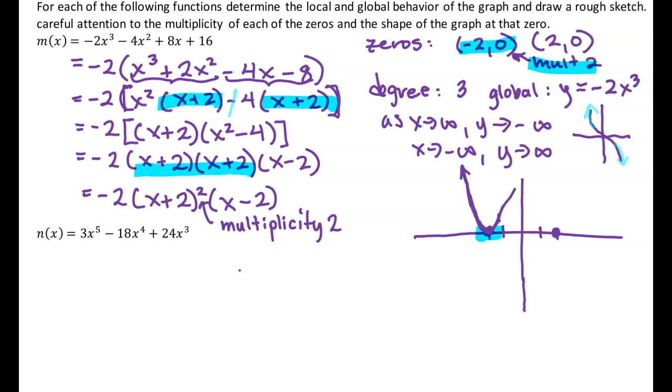And then we're going to go up for a little while, and our next piece of local behavior is another x-intercept. It's multiplicity 1, so we will change signs. We'll cross right through and head to negative infinity. And that's a complete graph for this function.